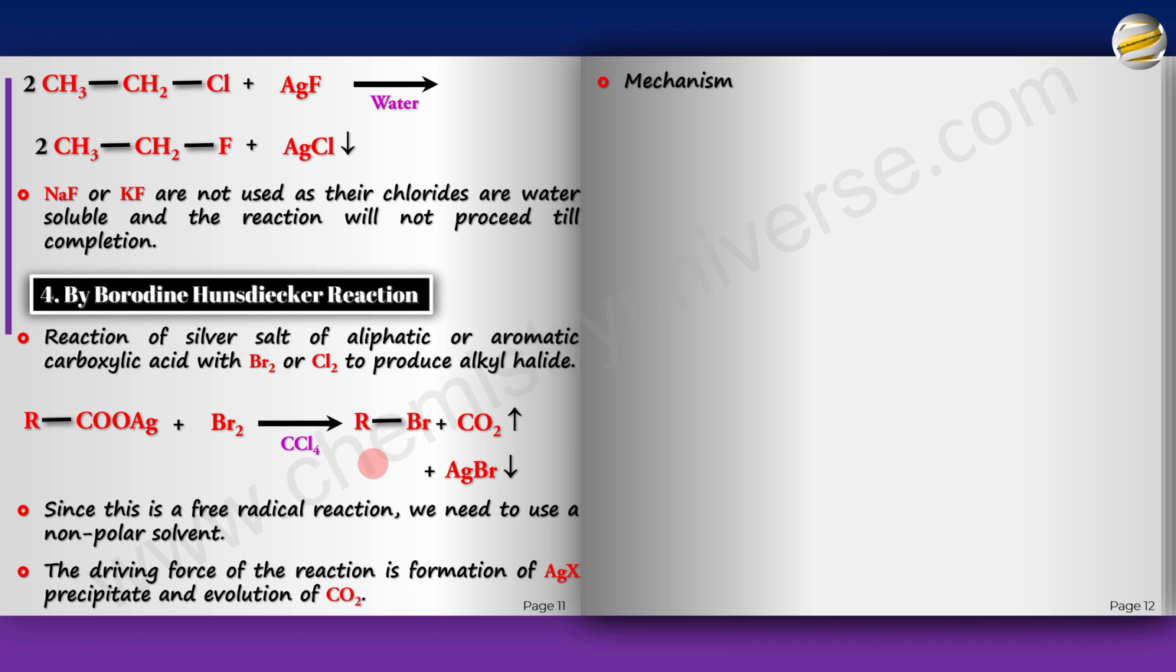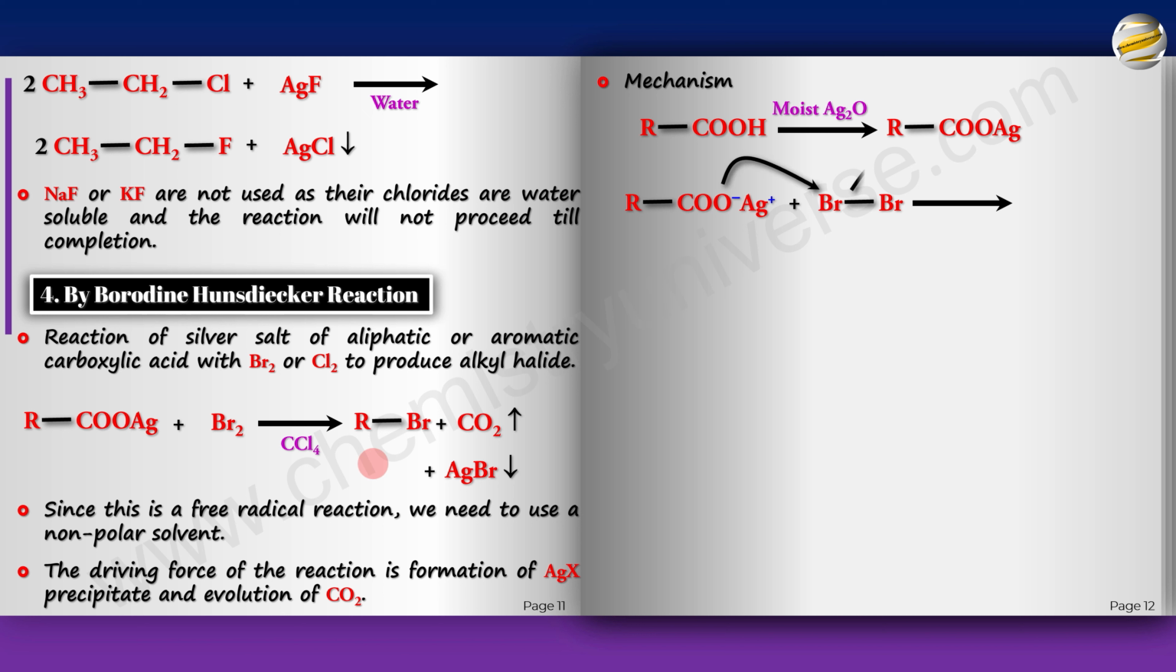And the mechanism is pretty simple. We first take carboxylic acid and add moist Ag2O. And if you remember from the previous video, moist Ag2O is nothing but AgOH. And that will react with this to give you the silver salt. Now this silver salt reacts with a bromine molecule. And first the O minus of the RCOO minus will attack the bromine and Br minus will leave, giving you RCOOBr and AgBr, forming a precipitate, which is what drives the reaction forward.